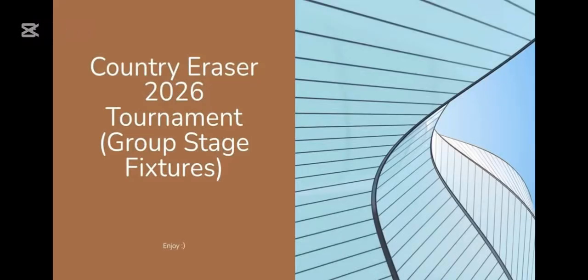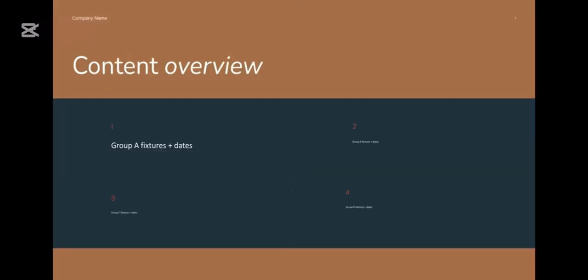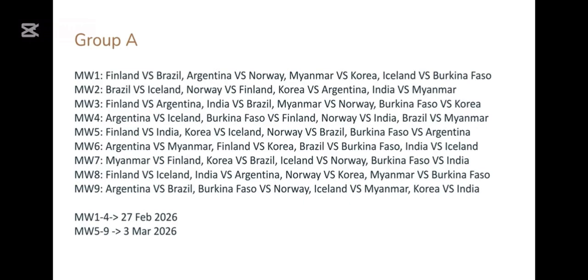In this video, we are going to be revealing the fixtures of the country racer group stage. 36 erasers left, let's go. Content overview. Oh no, why is it so small? So basically, first part, Group A fixtures plus dates. Second part is Group B, third Group C, and fourth Group D.